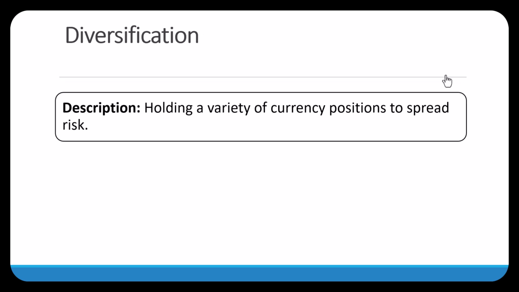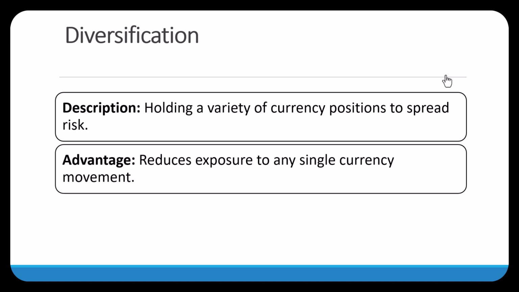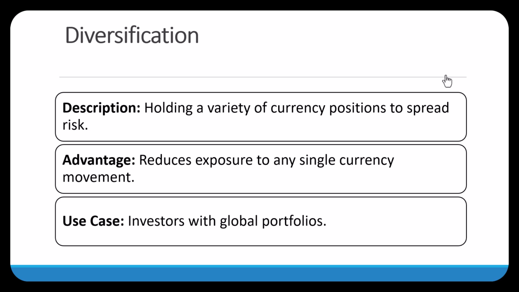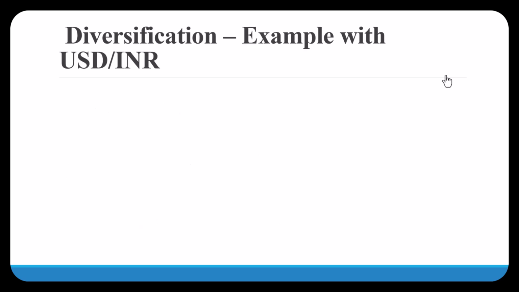Now we come to the second one, which is called diversification. Holding a variety of currencies or positions to spread risk. Instead of being exposed to just one currency, you are holding a variety of currency positions. Advantage: reduces exposure to any single currency movement. Use case: investors with global portfolios. So investors who have global portfolios are also well diversified. Diversification example with USD INR.